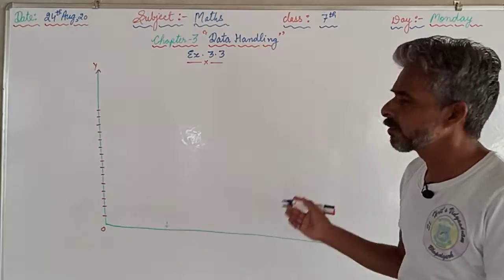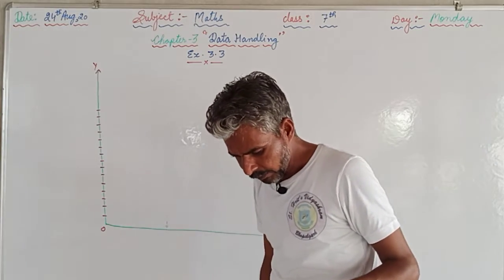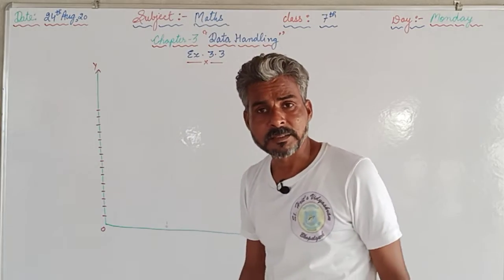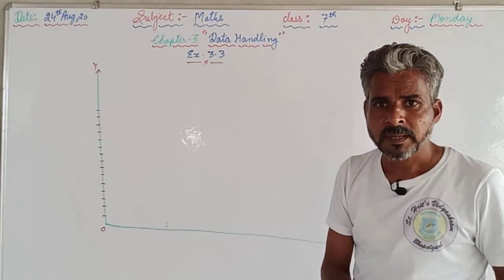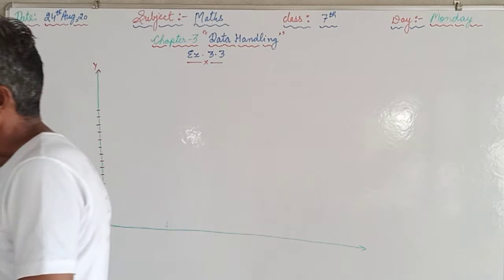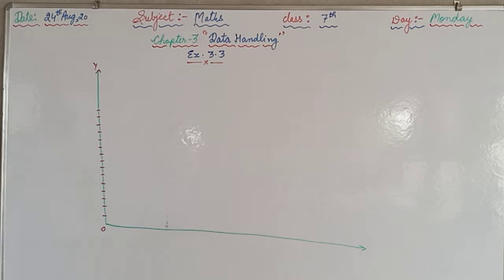This video is for class 7th maths, and the chapter is chapter number 3, the name of the chapter is data handling. We have discussed some of the questions. Today we will discuss how to draw the graph for a given information.